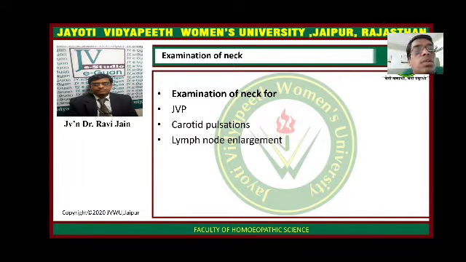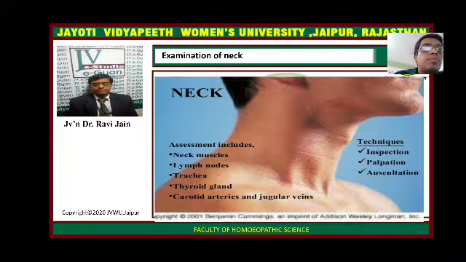After this, you also have to examine the neck, and you have to check the jugular venous pressure. You have to check the carotid pulsations and lymph node enlargement. You have to perform the lymph node examination of the face and the neck. In the neck, the techniques involved consist of inspection, palpation and auscultation. While doing auscultation, you will hear the blood flow to check for any kind of bruit in the carotid artery.